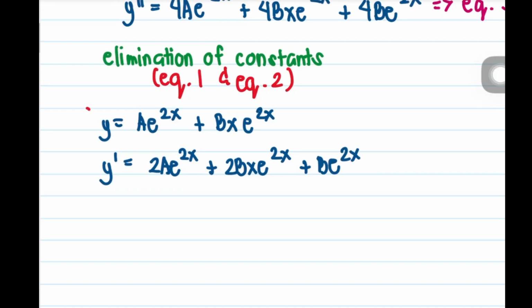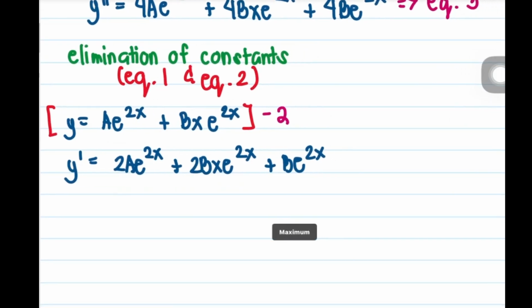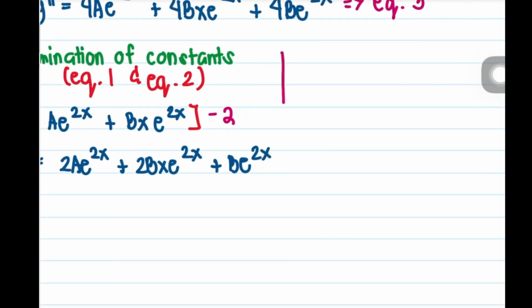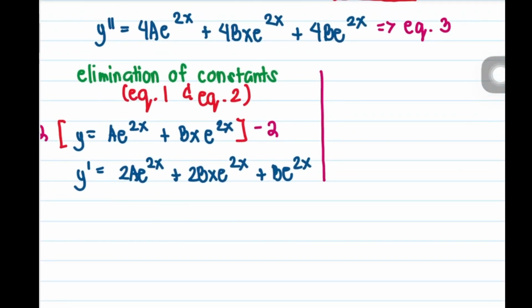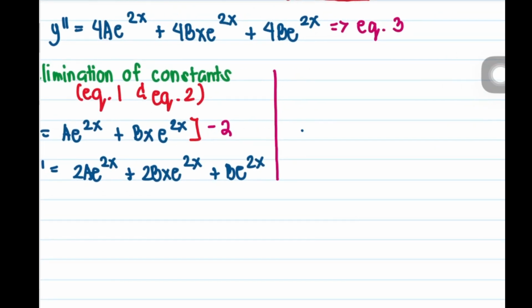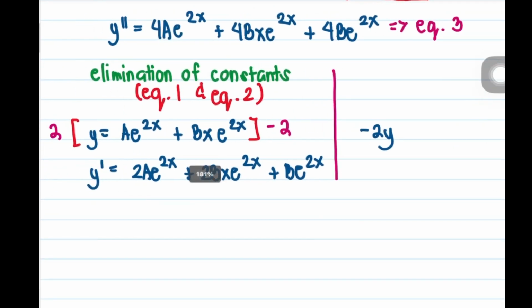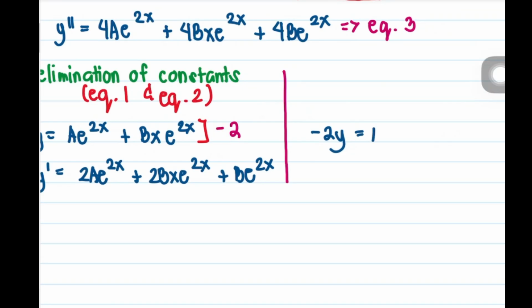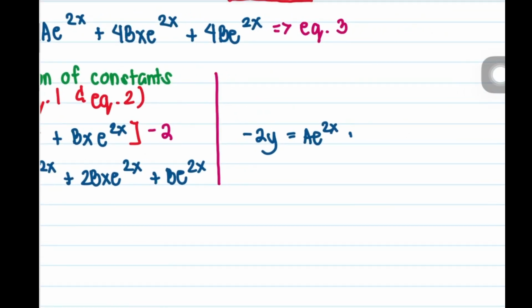So let's see what we can eliminate. Let's try to multiply the first equation by -2 to eliminate constants. So simplifying, it will yield -2y equivalent to -2a e raised to 2x plus -2b x e raised to 2x.